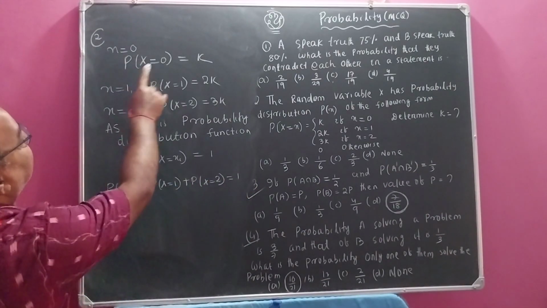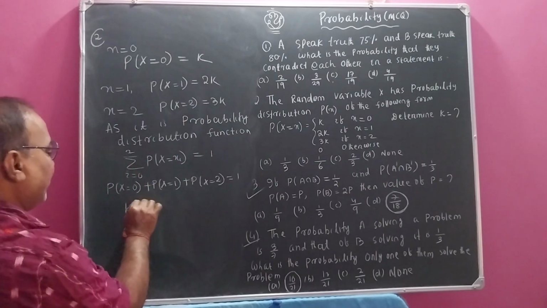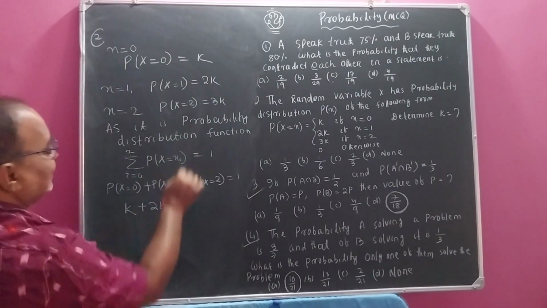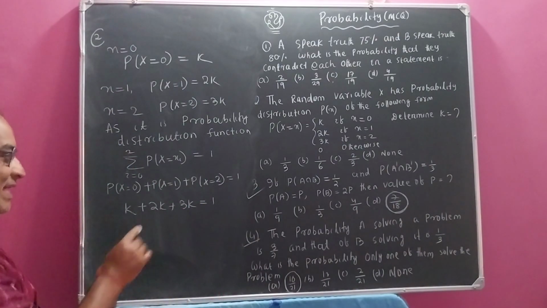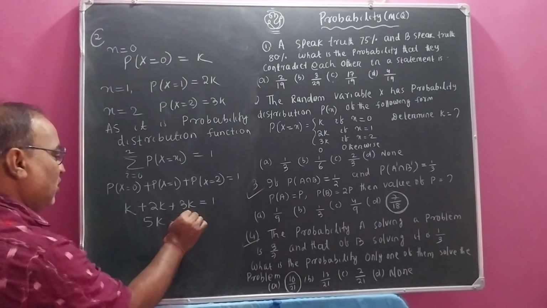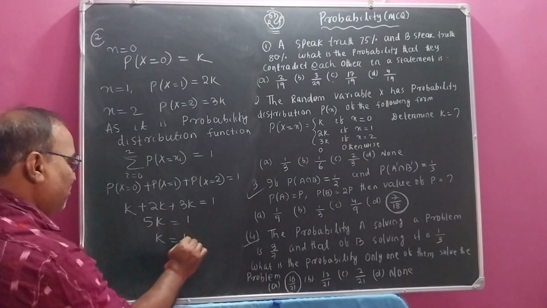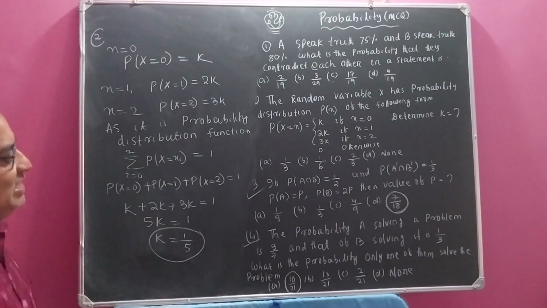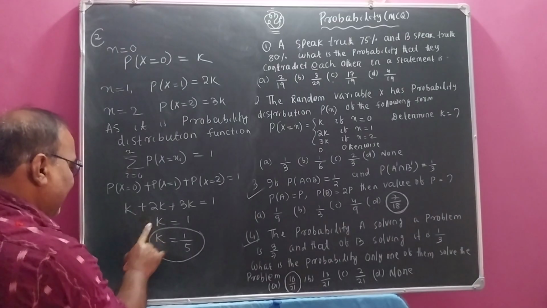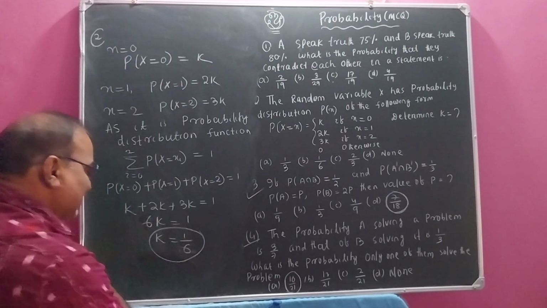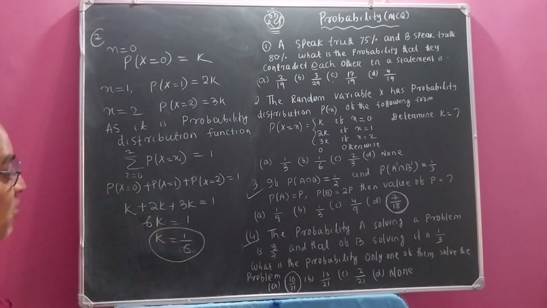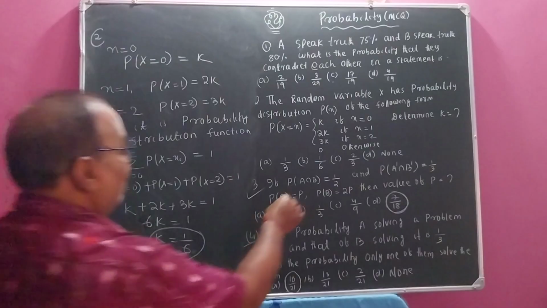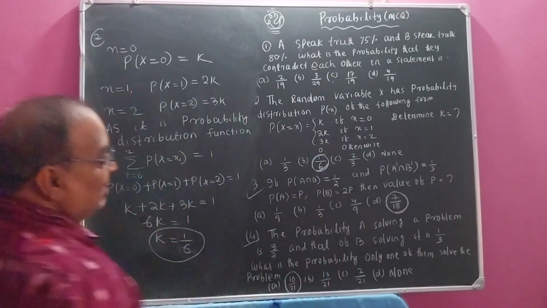Probability of x is equal to 0 is given as k. Here it is 2k. Here it is 3k is equal to 1. 2k plus 3k plus k, that is 5k is equal to 1. So the value of k is coming out 1 by 5. Okay, 3 plus 2, 5, 6, sorry. It is 6. 3k plus 2k plus k, 5k plus k, 6k is equal to 1. k is equal to 1 by 6. So the correct answer is 1 by 6.